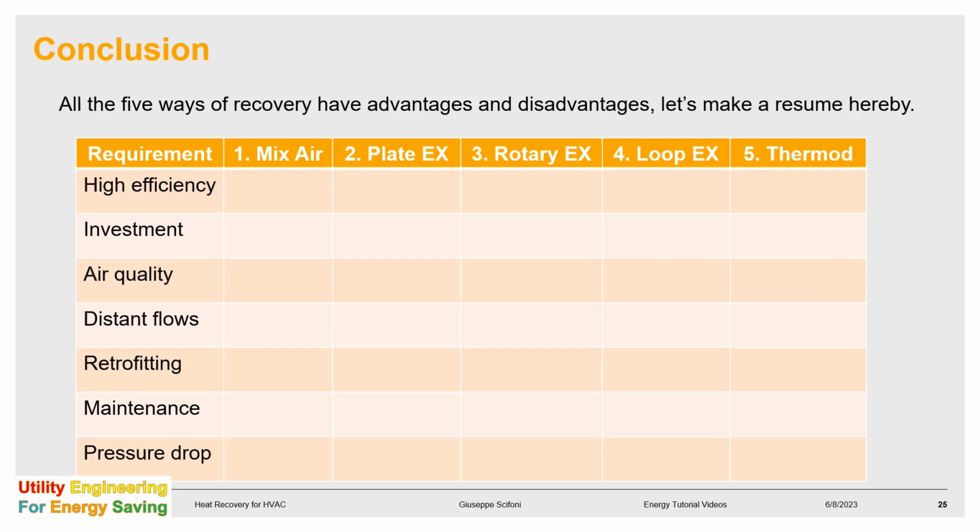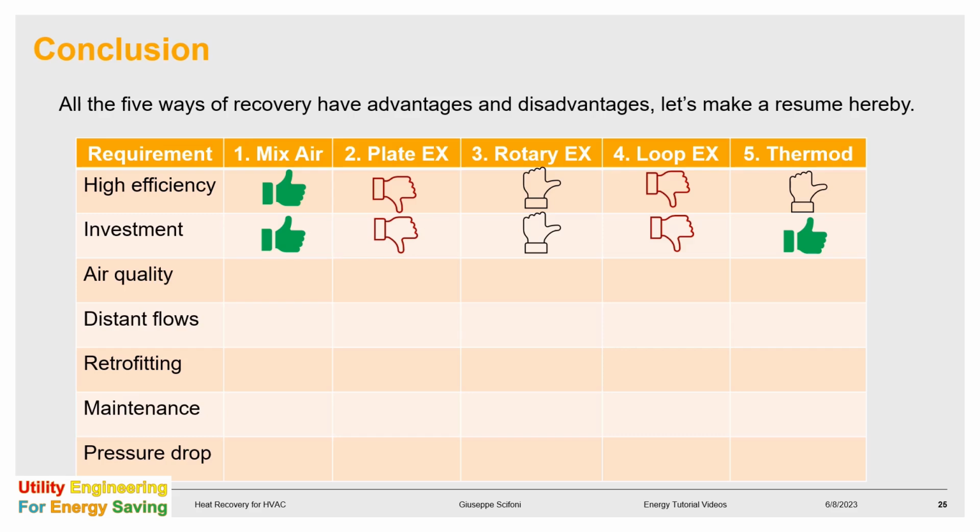Of course, any solution has advantages and disadvantages. We want to resume them in this table that I hope it is self-explanatory. For efficiency, the mixed air is the best, as we have seen, and for investment is relatively low, no exchangers. The investment for the thermodynamic is also low, since it does not need any additional equipment, just repiping.